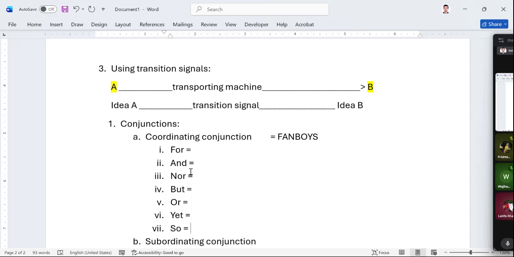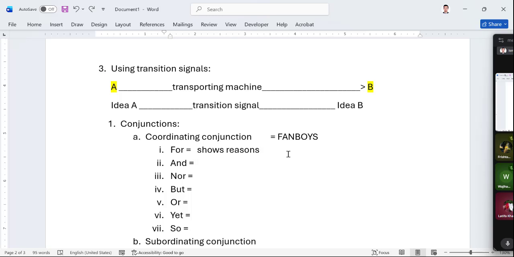So here we have these transition signals, these conjunctions. I will tell you what their function is. Anytime we want to use "for", it shows reason. When idea A is connected to idea B, and we want to show the reason of idea A, we will use "for". It shows reason.